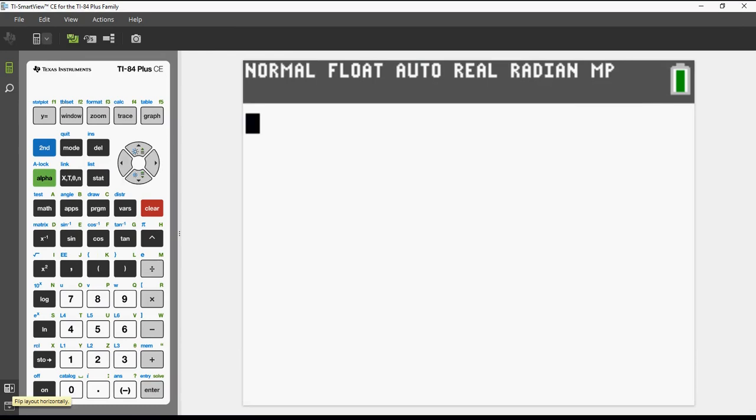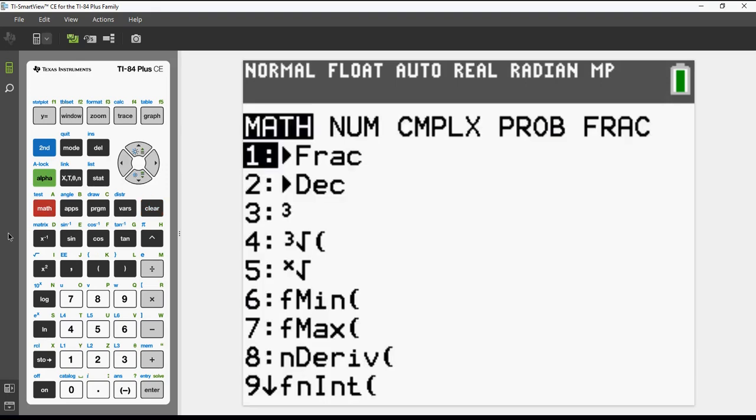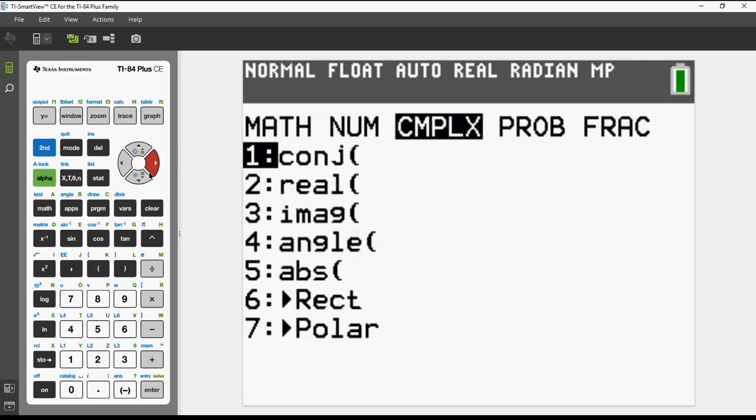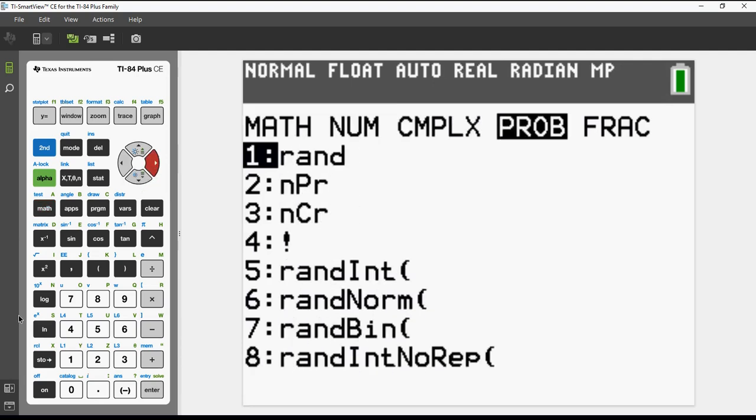So where was the permutations on this? Let's review that real quick. Where do we go for permutations? Or if we want to do the factorial, like Brandon said, because we do need to know where those are. Math. And then scroll over to probability. And number 2, and number 3 we'll use, and number 4 we will use. That's the factorial. Number 4 is what Brandon was talking about.